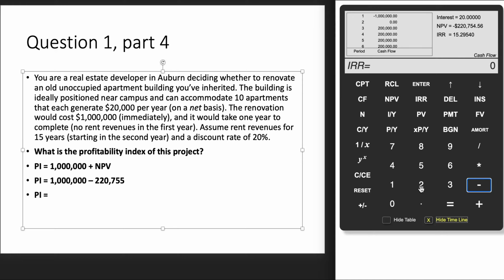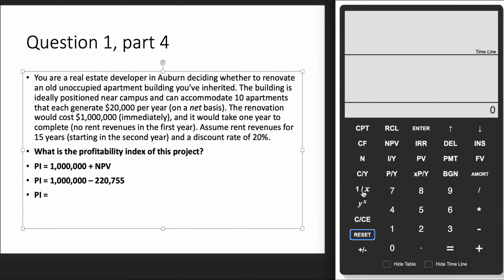minus, why does it have IRR? I'm going to exit cash flow mode. So I'm going to have $1 million minus 220,755. So that gives me 779,245.